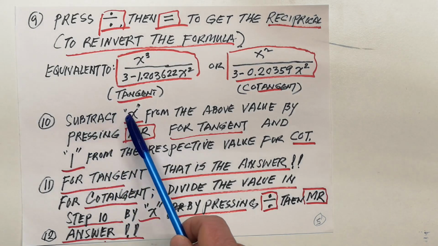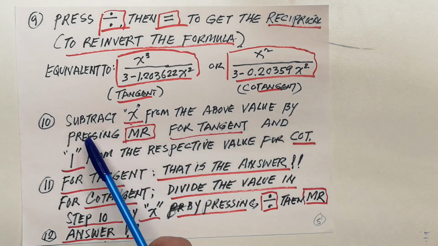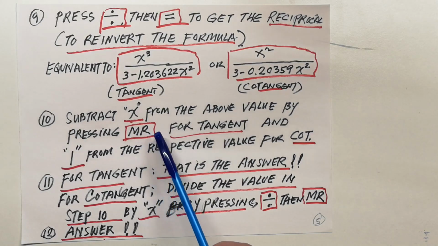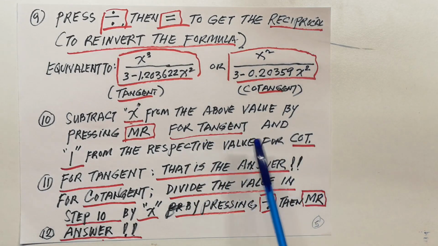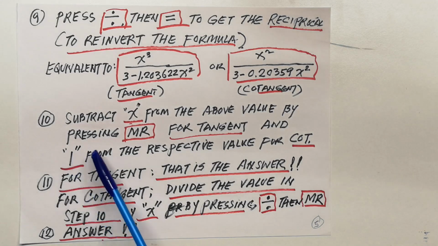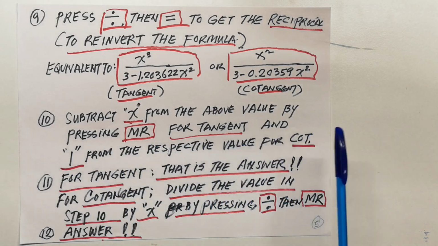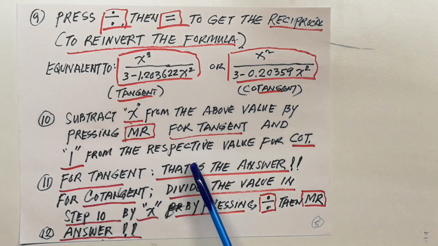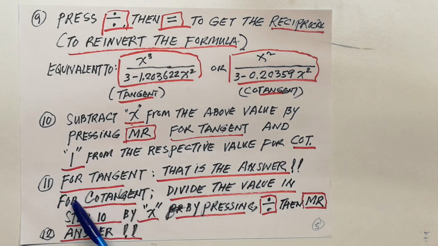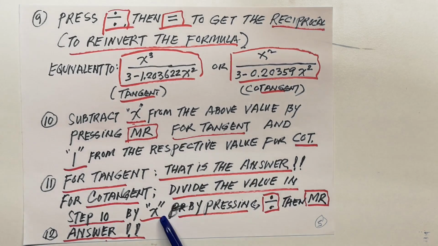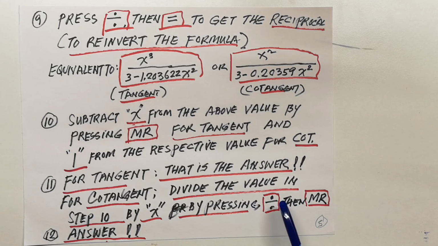And subtract x from the above value by pressing MR. And that is for the tangent. And for cotangent, you subtract 1 from the respective value. For tangent, step 10 is already the answer. And for cotangent, divide the value in step 10 by x by pressing divide then MR, and you will get the answer.